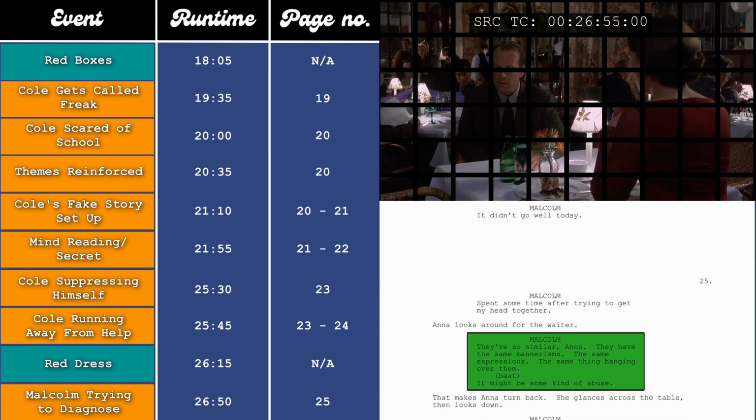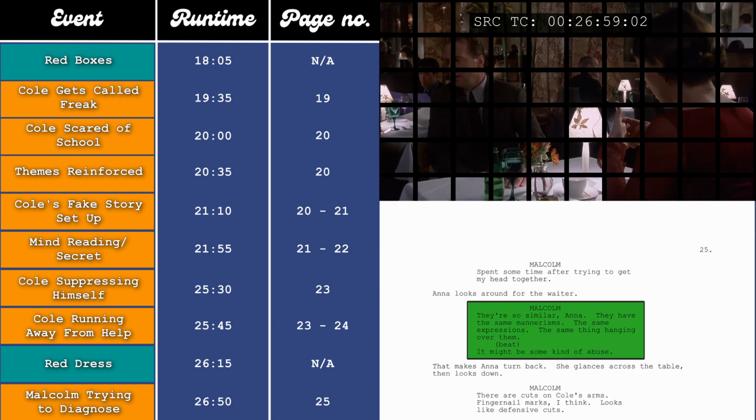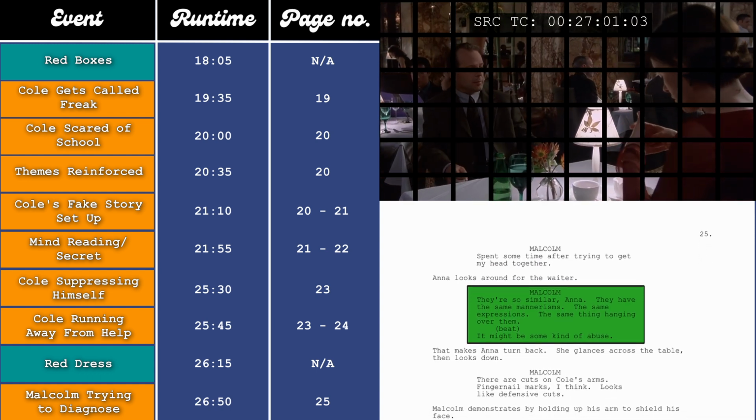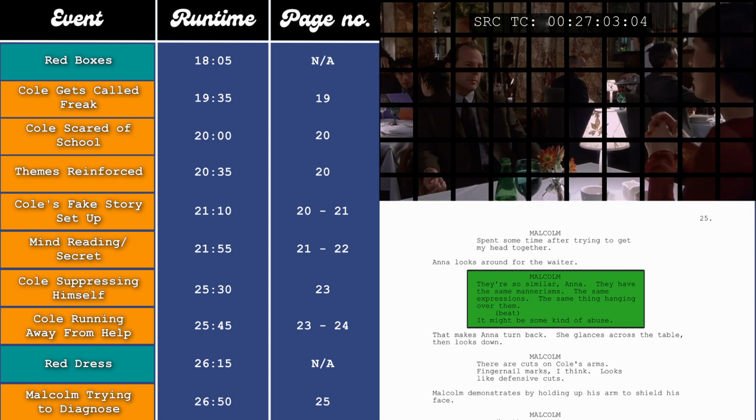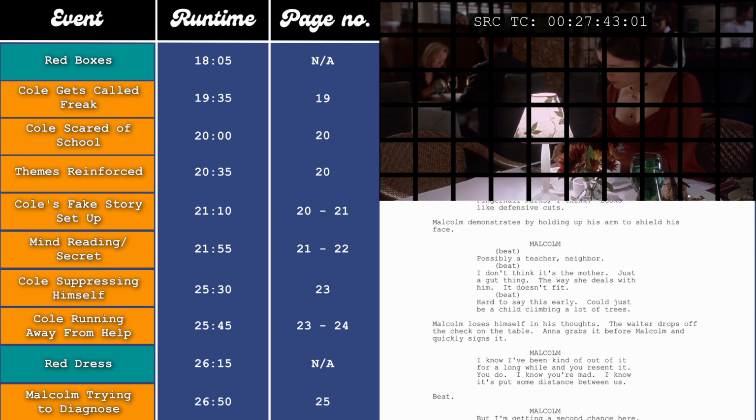Same mannerisms, same expressions, same things hanging over their head. I think it might be some kind of abuse. This then leads to him mentioning how helping Cole will give him a second chance.